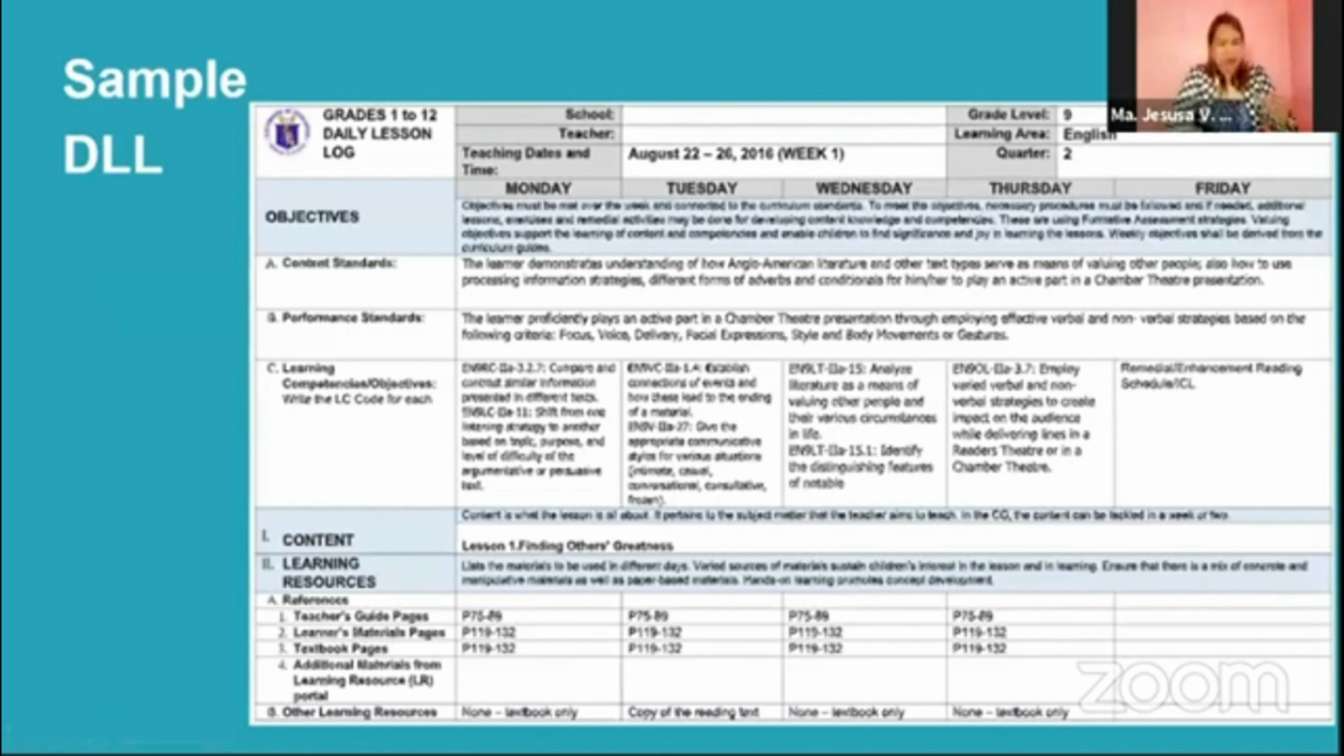Okay, so I have here, I know that all of you are familiar with the sample DLL, and I do not know if we are going to use the same, but I think this one will be revised because of our condition, the new normal.